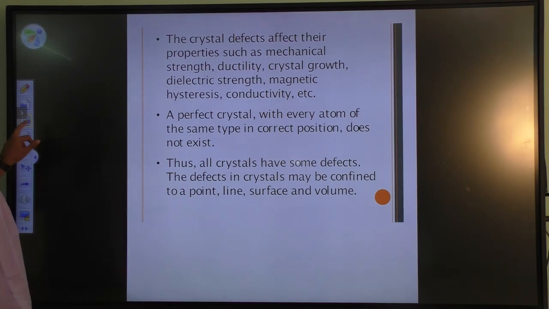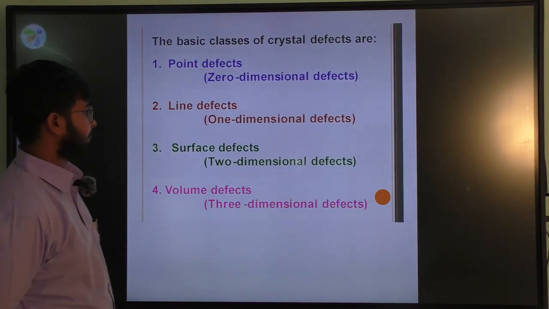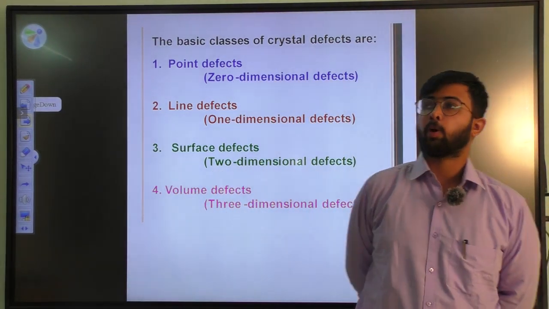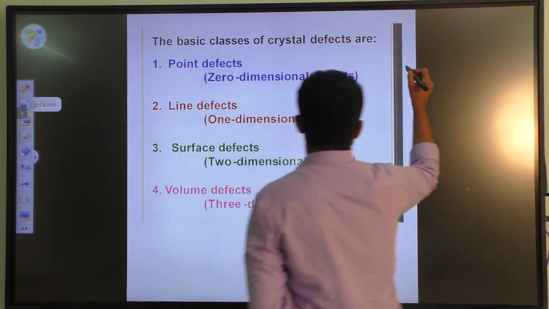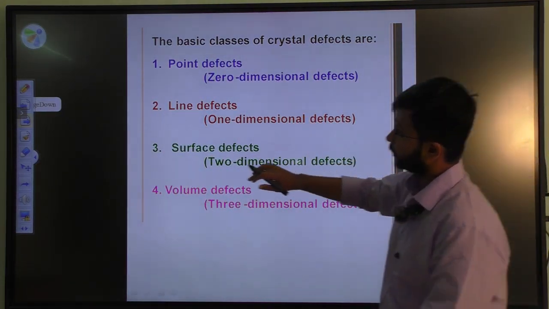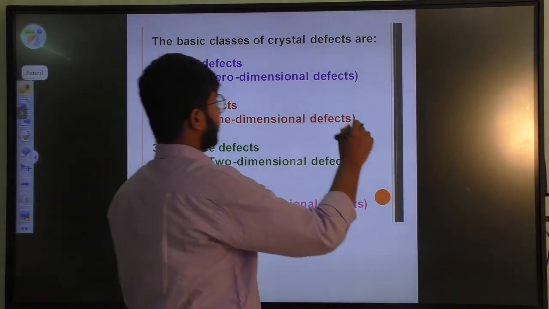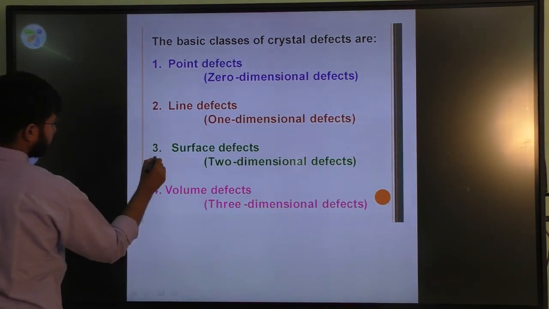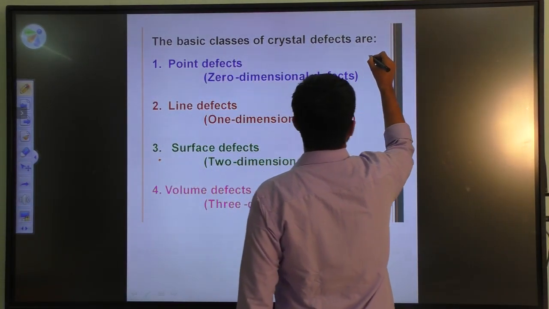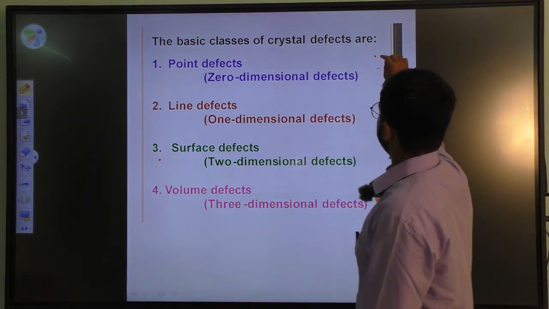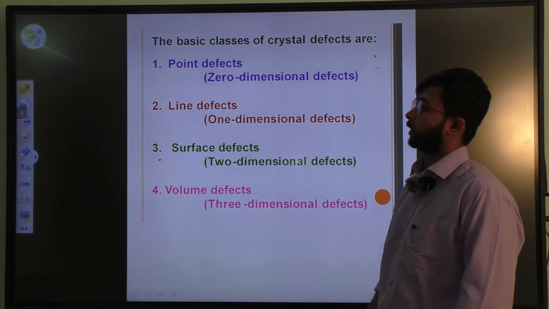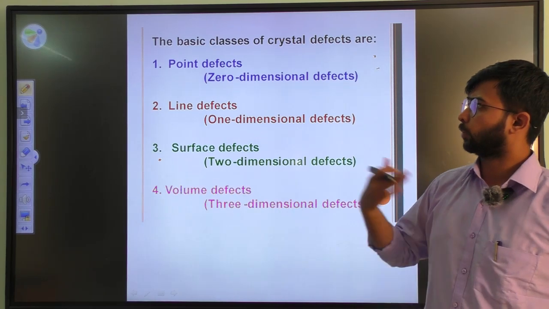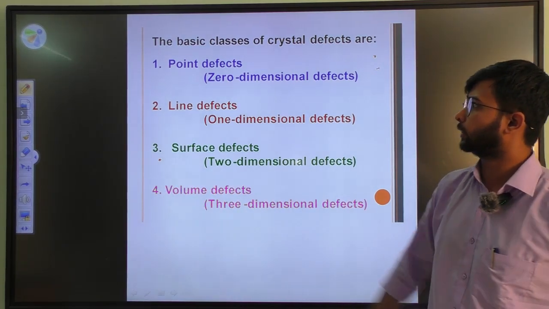There are four types of defects. First is point defect, then line defect, surface defect and volume defect. Point defect is a zero dimensional defect. That means when we consider a point, this is a point. When a point comes, it is zero dimensional, that means there is no dimension in a point defect. Sometimes it has a dimension, but we consider this as a zero dimensional defect.